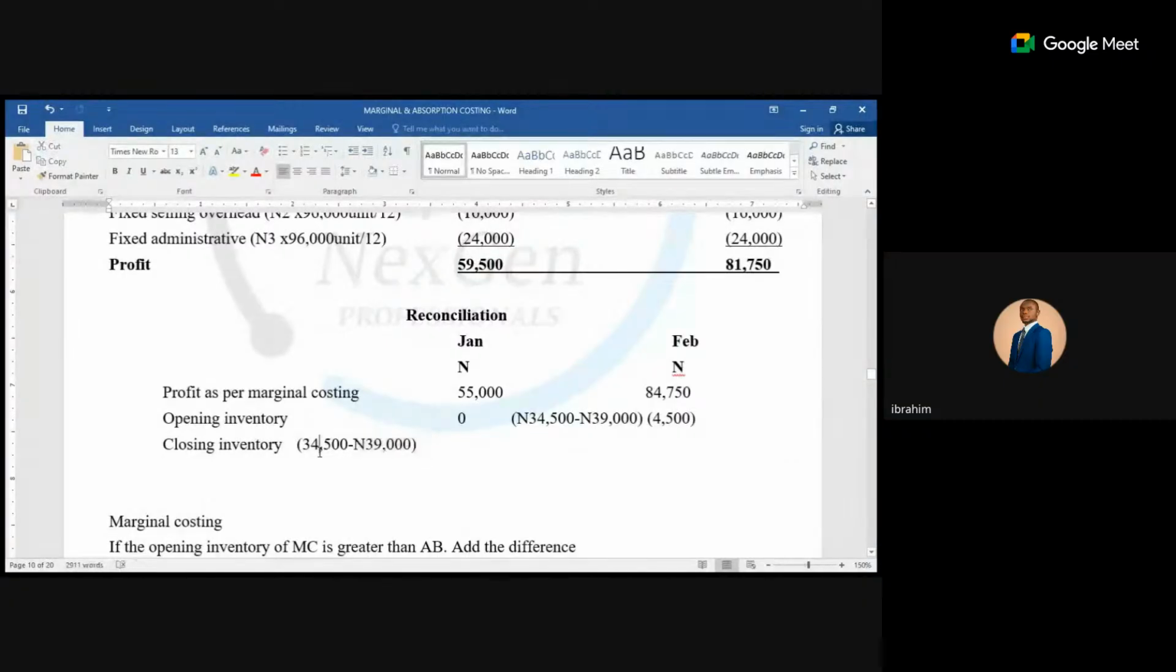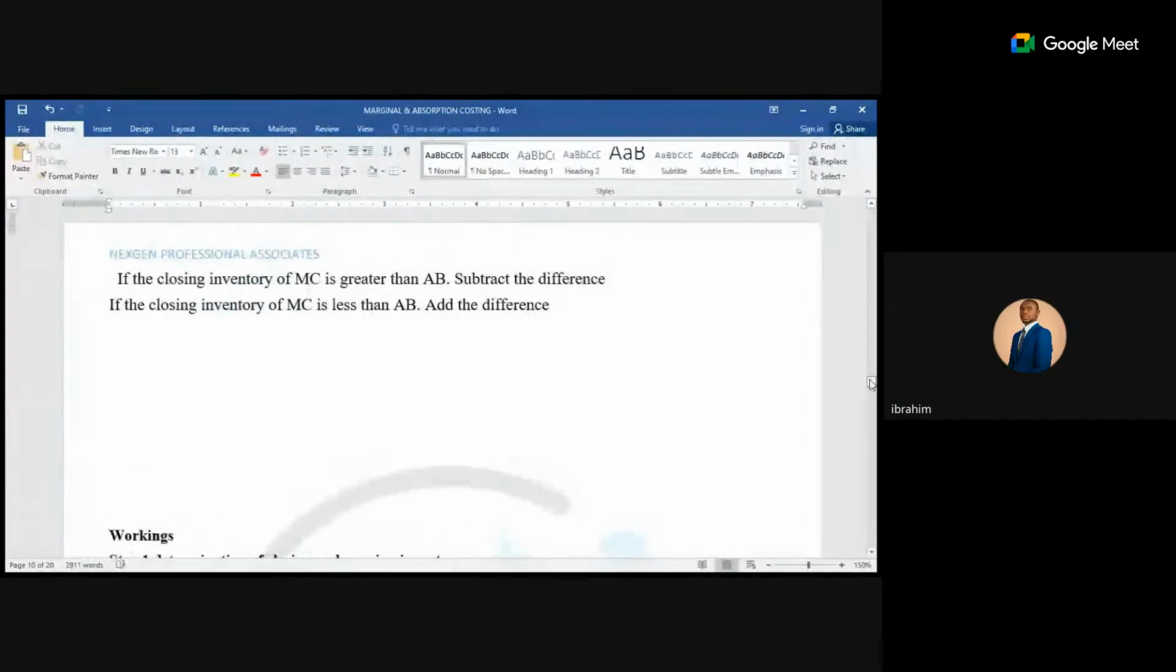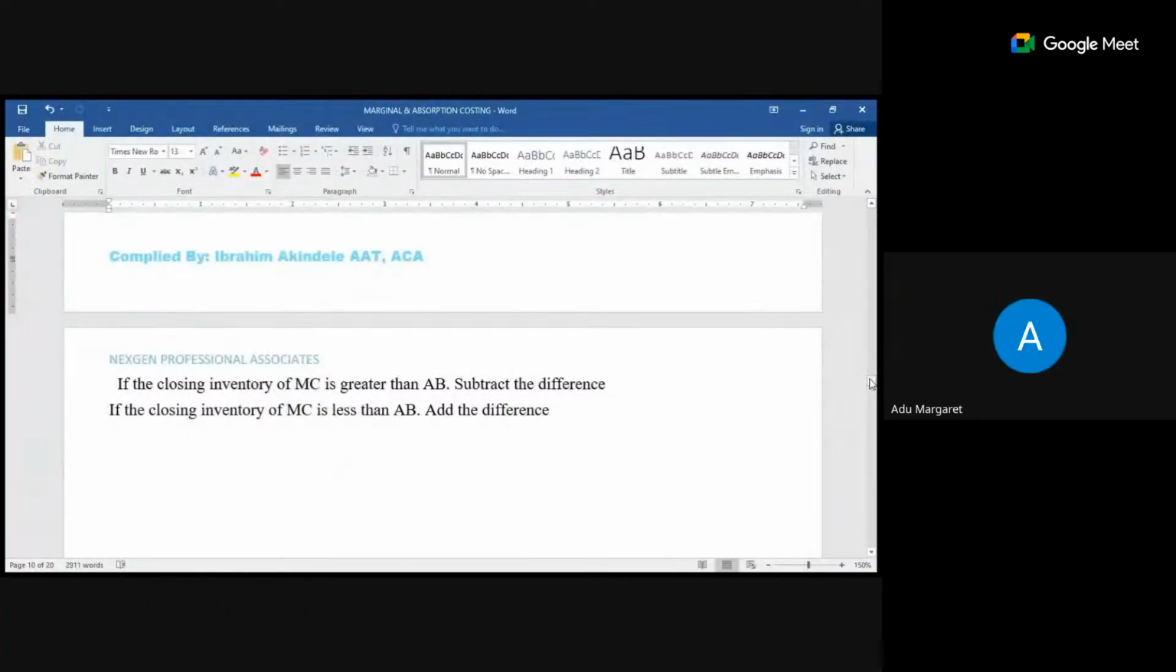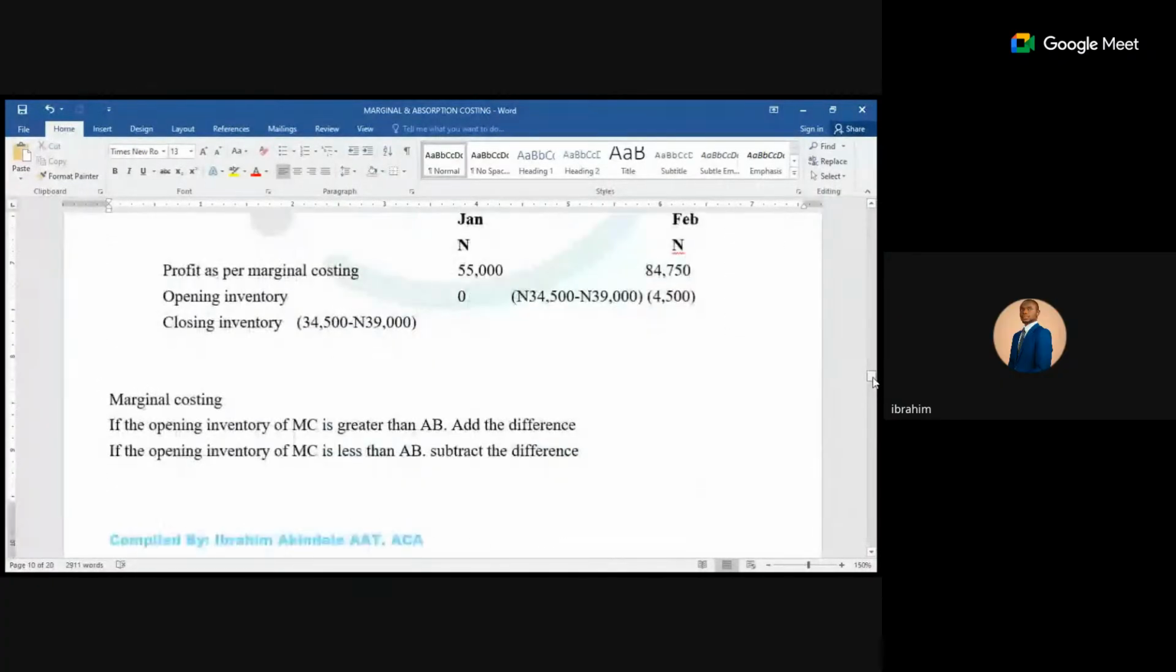If it is greater, which one is greater? It is not greater now. Now, the question is, which one is greater? The absorption costing. If the closing inventory of marginal costing is less than absorption costing, you look at it now: the marginal costing is 34,500, the absorption costing is 39,000. It is not greater. It is less than.